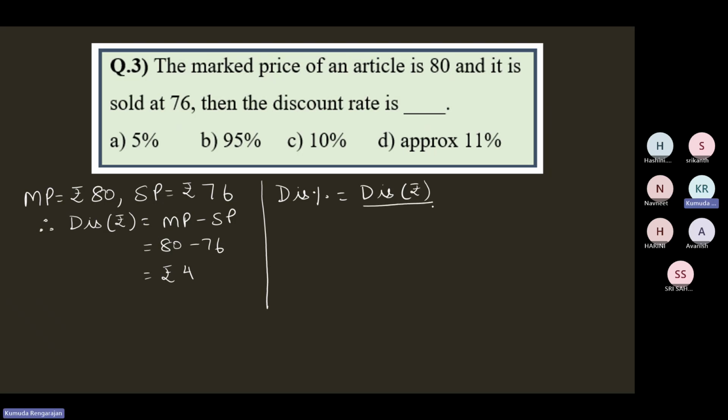To find percentage, you should always multiply by 100. And discount is calculated on the marked price, not on the selling price. It's on the marked price. So by MP.